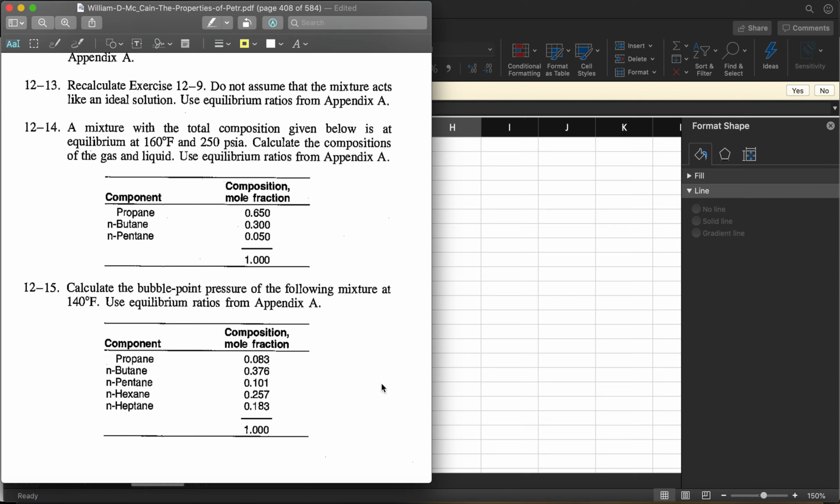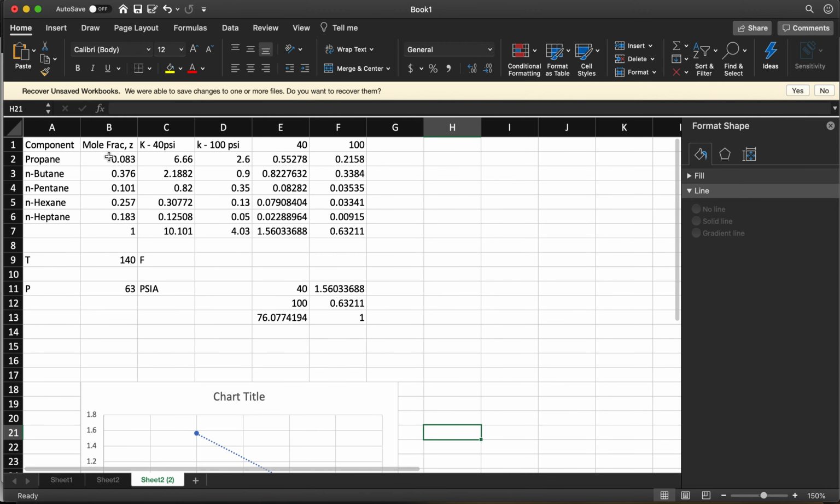So step one, type in all of these over in Excel, which I've already done. So Z values, these are the values from the problem. Here's our different components. The temperature is 140 Fahrenheit, and just so I can let everybody know, I went through and solved this problem using equation of state, and I got about 63 psi. It uses equation of state, so this is a pretty exact answer. So I already know that my answer is around here.